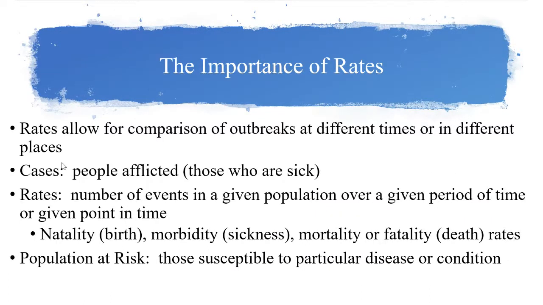And some of the things they look at are nationality, morbidity, which is sickness, and mortality or fatality, which is death rates. And then population at risk are those who are susceptible to a particular disease or condition. So it's the population that's at risk for getting sick.